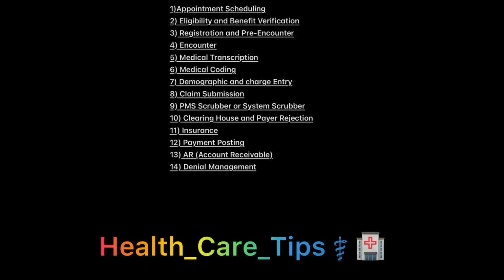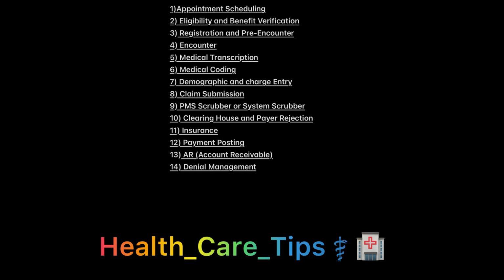Once the claim is submitted to the insurance company and there is no rejection given by the clearinghouse, then it goes to the payer rejection system, which again processes it. Insurance. Insurance is also called a payer, and when there is no error from payer rejection, then it is accepted by insurance and sends claims for processing.